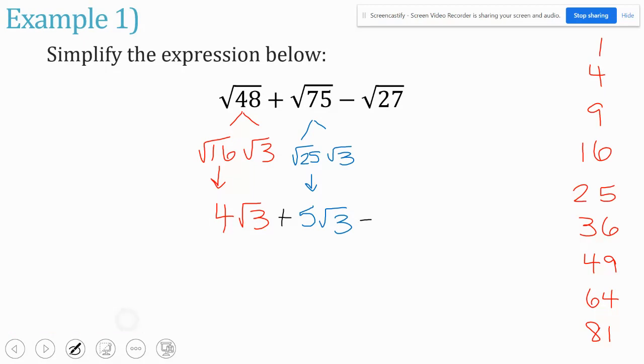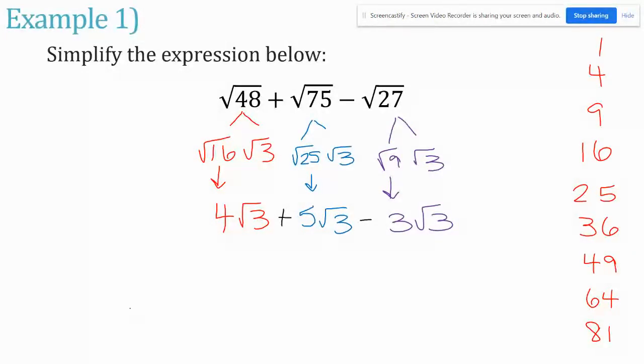And then we have radical 27. The largest perfect square that can go into 27 is 9. So this is going to split up into radical 9 times radical 3. 9 times 3 is 27. And the square root of 9 is 3. Bring down your radical 3. Now we see that these all have radical 3, radical 3, radical 3, making them like radicals. So that means we can add and subtract the coefficients going forward.